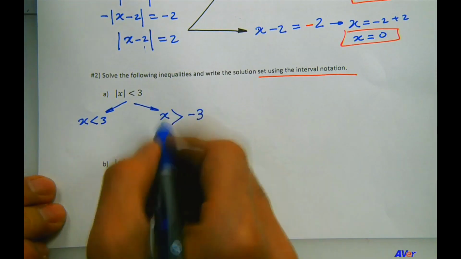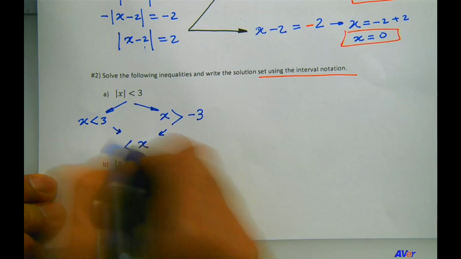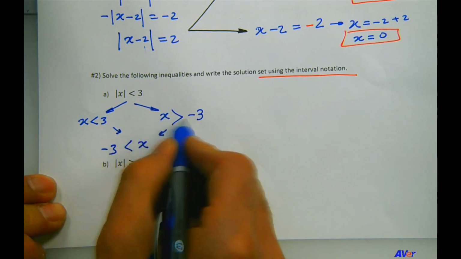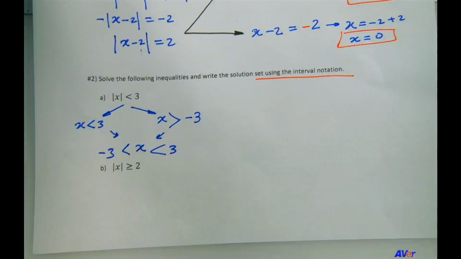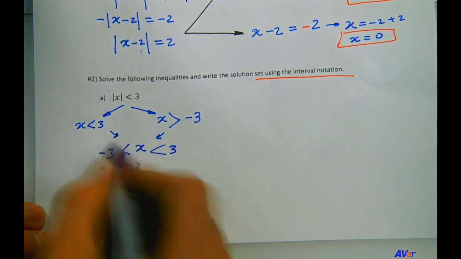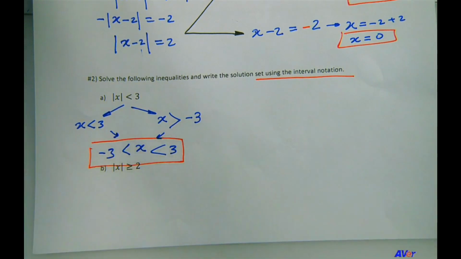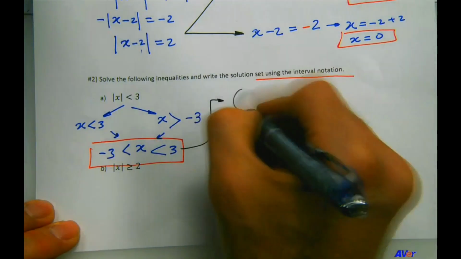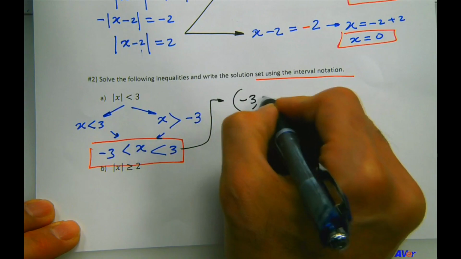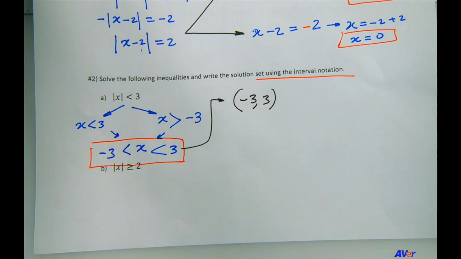So the solution from that is x greater than -3 and less than 3. Okay? So it's the place where these two overlap. They're not asking us to graph this, and also I have to give this using the interval notation. So the interval notation would be parenthesis, -3, comma 3, parenthesis, right? Parenthesis means that 3 and -3 are not included as part of the solution.